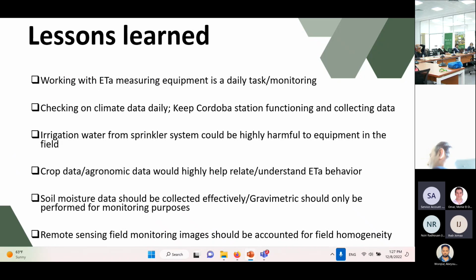Crop data and agronomic data are highly needed throughout evapotranspiration experiments in order to understand how the ETA is functioning. Soil moisture data should be collected effectively by gravimetric methods and could also be tested occasionally. And remote sensing should go hand in hand with field data, to give more understanding of what is happening on the ground.